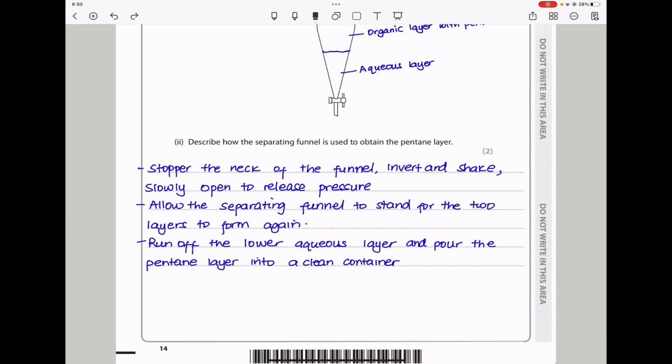Because limonene has higher solubility in pentane than in water, shaking ensures that the limonene in the aqueous layer has greater exposure to the pentane layer in order for it to leave and move into the organic layer. Moving on.